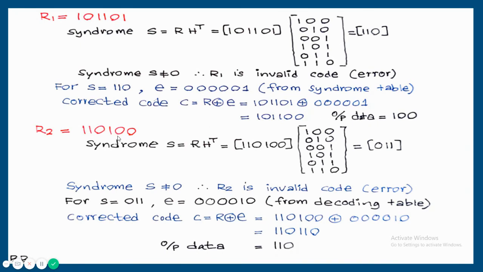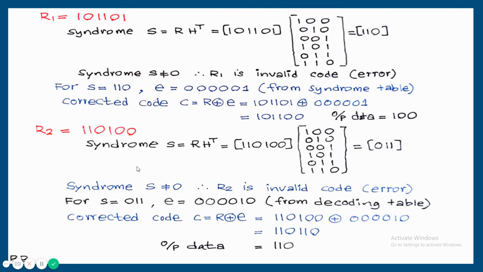Next received code is 110100. First calculation of syndrome, R into H transpose. Syndrome is calculated, that is 011. Syndrome is not equal to 0. That is an indication the received code is an invalid code, or an error exists in the received code.